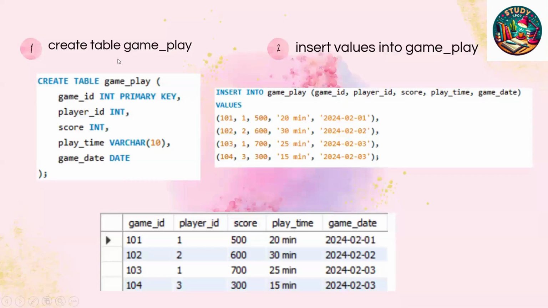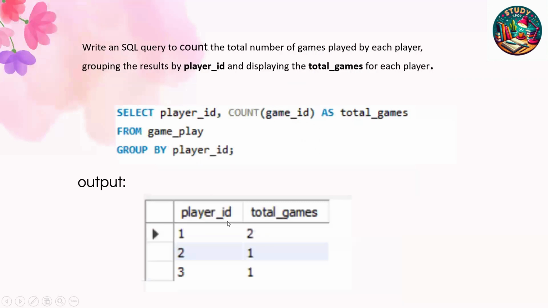Next one. Here I created a gameplay table. Next I inserted values into the gameplay table. This is the final table which we created. Let's see the query. Write an SQL query to count the total number of games played by each player, grouping the results by player ID and displaying the total games for each player.